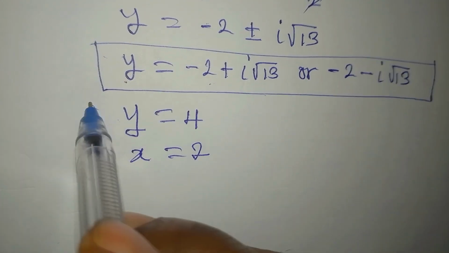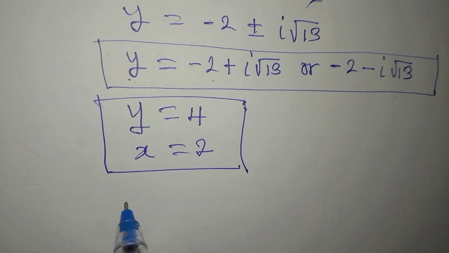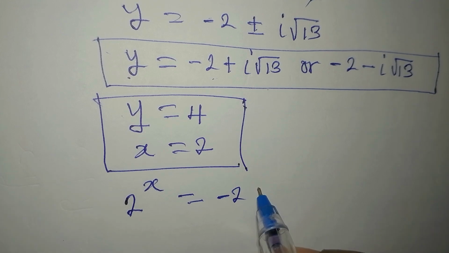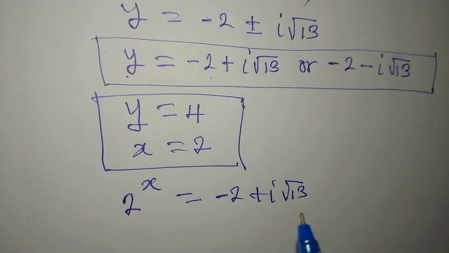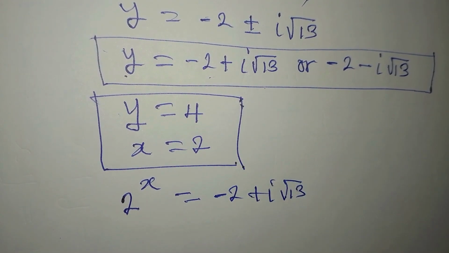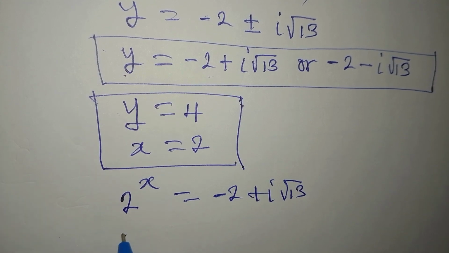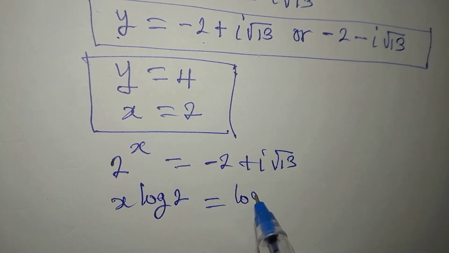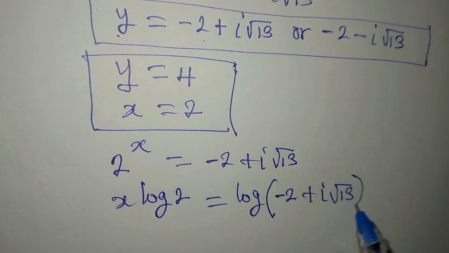Okay, let's go back there. When y is 4, x is 2. Now this means that y itself is 2 to the power of x, and this is equal to negative 2 plus I root 13. What I'm doing is to work with the first value of y, which is this. So from here now, we take the log of both sides, so that x log 2, because the power here will always go behind, x log 2 is equal to log of open bracket minus 2 plus I root 13, right?